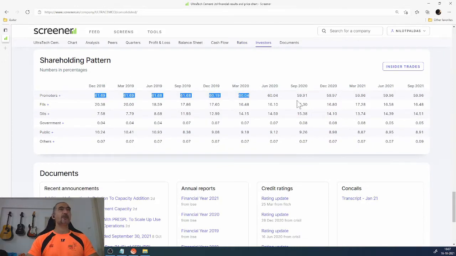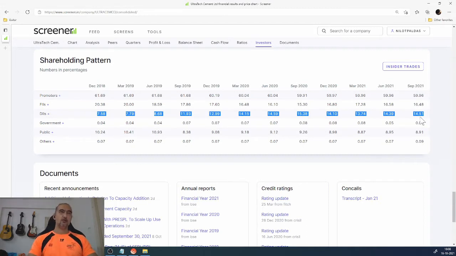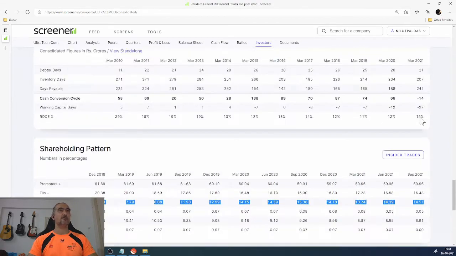Promoter share has actually reduced from 61.69% to 59.96%. A little bit concerning, but if you look at the FII share, well, FII share has also reduced, but the DII, which is domestic institutional investors, share has increased quite a bit from 7.58% to 14.51%, which essentially means that the domestic institutional investors are optimistic about this stock.